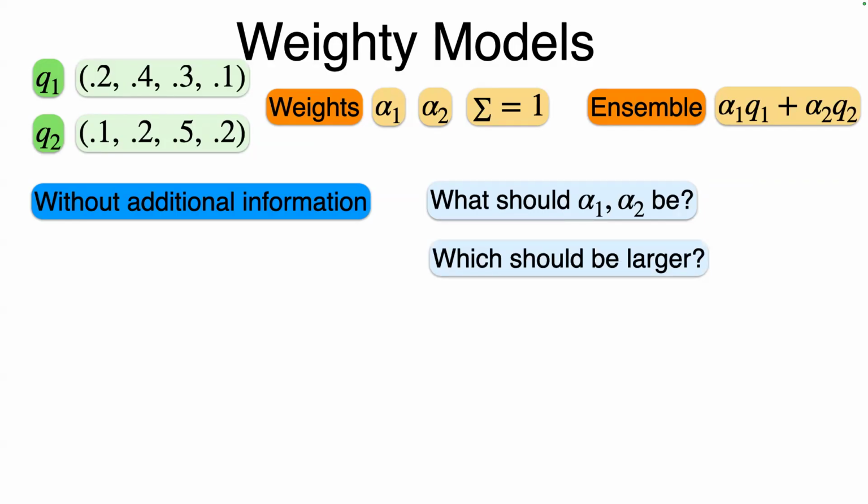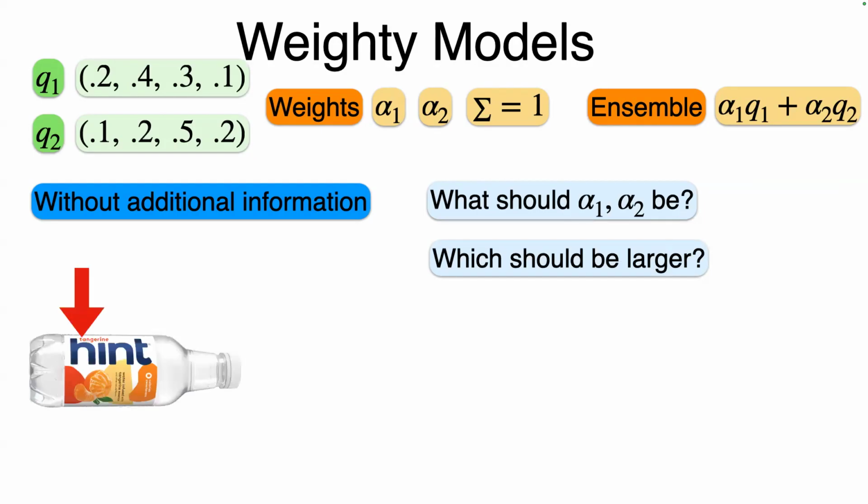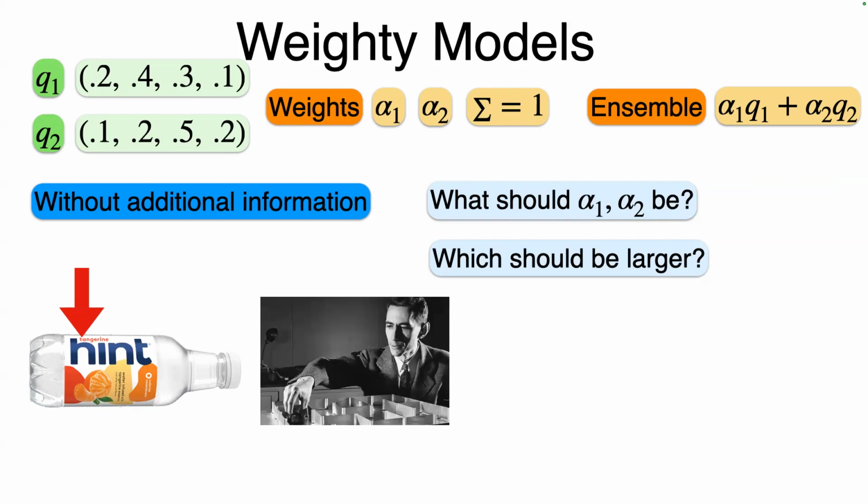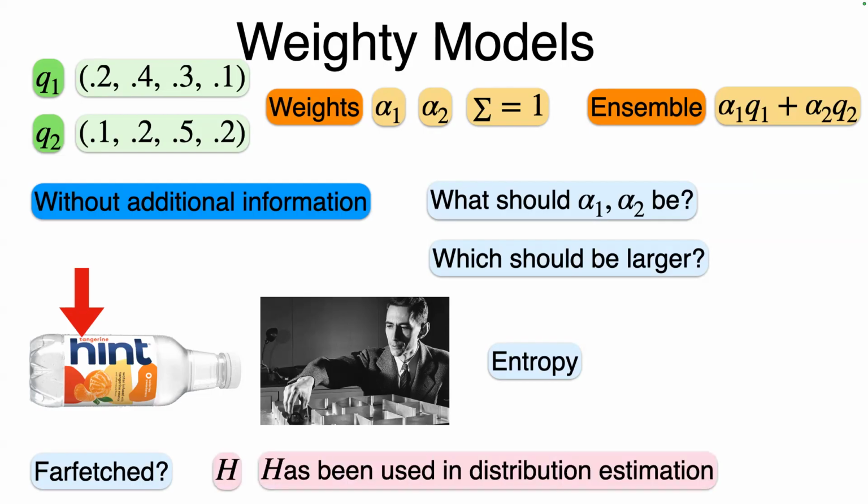Okay, I'll give you a hint. And actually, the hint contains a hint. The hint is what this arrow points to, which is H. H, as we saw, is entropy. So we can use the entropy to see which estimator should get more weight. Is it far-fetched to use entropy? Probably not, because H has actually been used in some distribution estimation, so it can come in. So the question remains, which of those should we give higher probability to, if we want to use entropy?